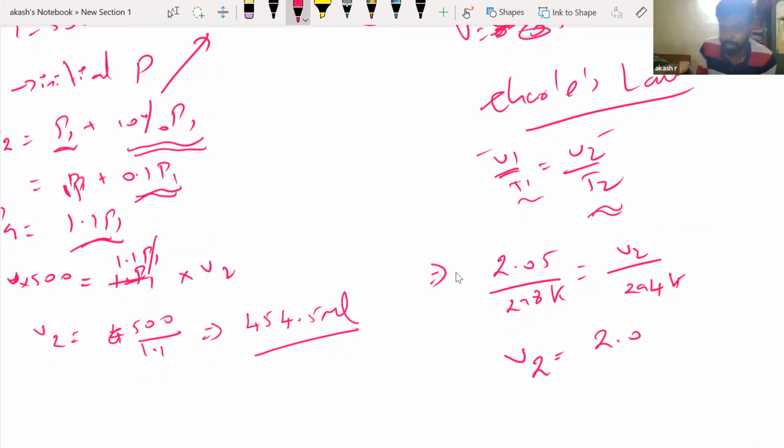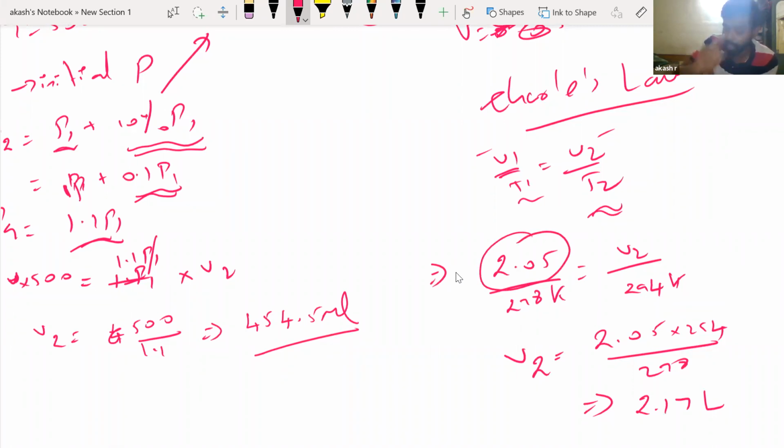Yeah, correct. Right. So you'll be able to easily calculate that. It will be this into 294 divided by 278. So the final volume of the air, you will find it to be 2.17 liters. Right now, but please understand, people, the capacity of the container is only how much? The capacity of the container is only 2.05 liters. But now the gas is expanding, or say the air is expanding, to 2.17 liters.